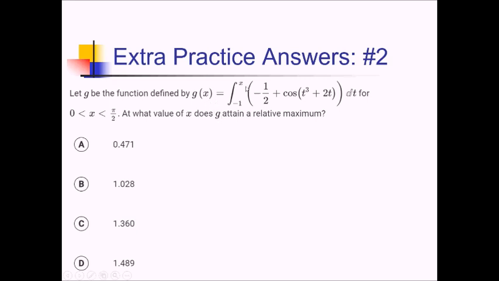Since g is this integral function and we have an x in the upper limit of integration, g prime, using our fundamental theorem of calculus, is just going to be the integrand with this upper limit plugged in for t. So g prime is really just -1/2 plus cosine of x cubed plus 2 times x. And we just want to know where this changes from, it's a max, so positive to negative. This is a grapher problem, so let's graph that out and see what happens.